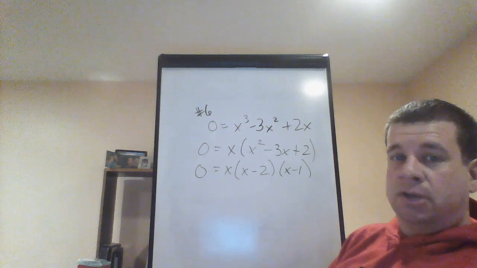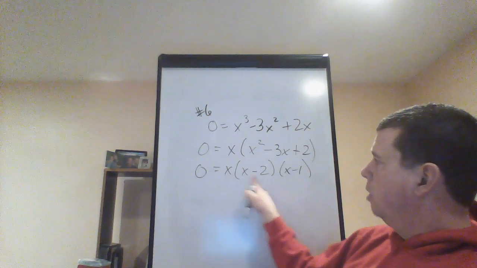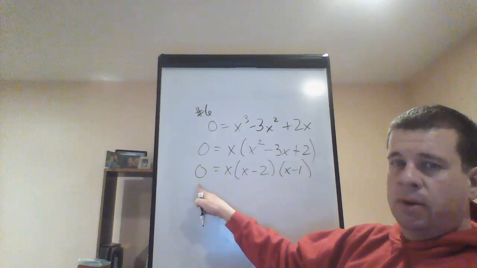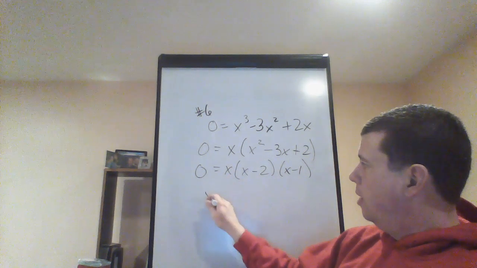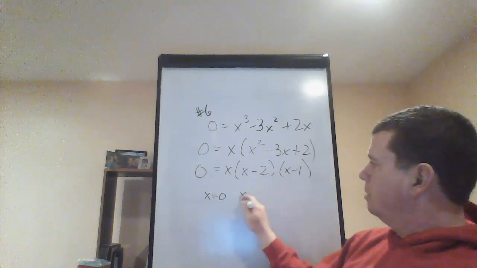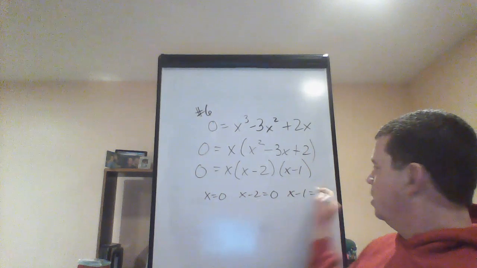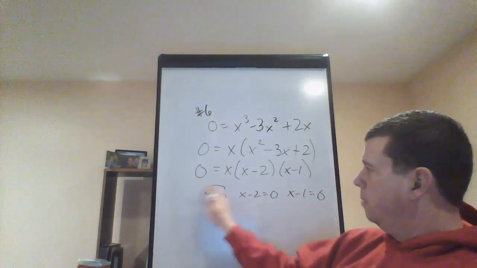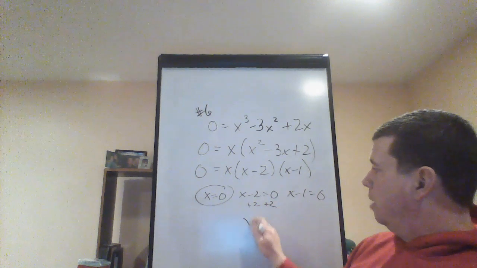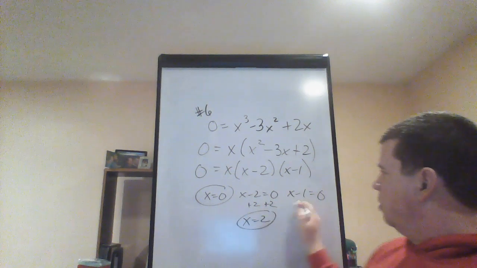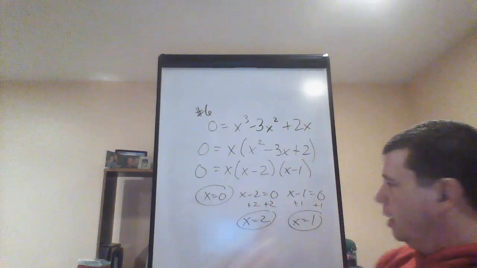And now I can use that zero product property. Now that I've got it completely factored, I'm multiplying 3 different things and getting 0. So the only way that can happen is if one of these 3 things is 0. So either x equals 0, x minus 2 equals 0, or x minus 1 equals 0. That one's already solved for me, and the other 2 are one-step equations that I can solve. So x equals 2 and x equals 1.